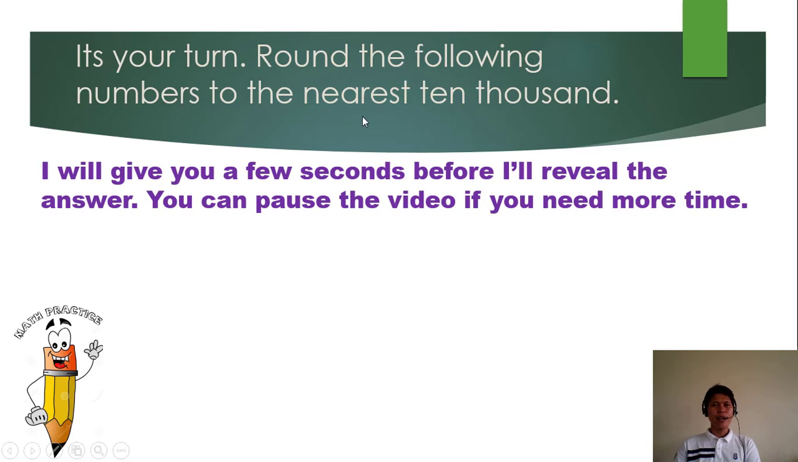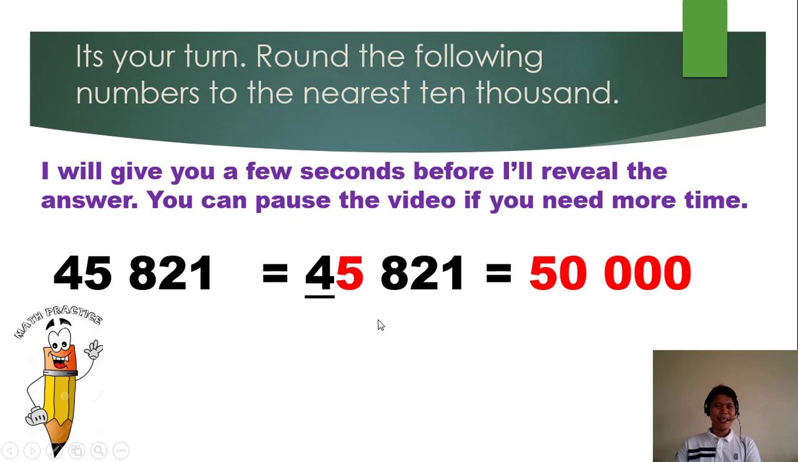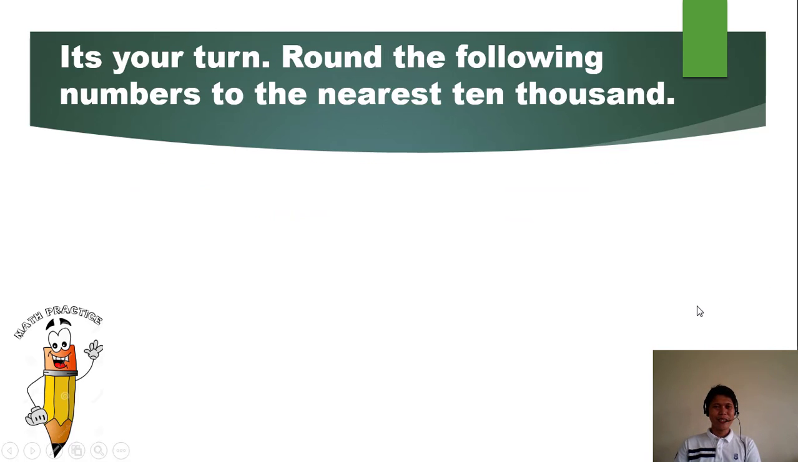So it's your turn. Round the following numbers to the nearest 10,000, and then we'll give you a few seconds before I'll reveal the answer, or you can pause the video if you need more time. Get ready. Start. 45,821. Okay, time's up. It is 4, and then the digit to the right is 5, so we add 1. This becomes 5, and all the rest are 0. It is 50,000.